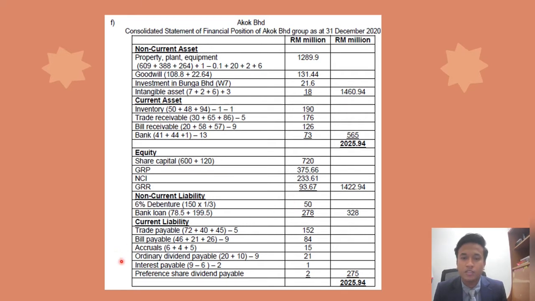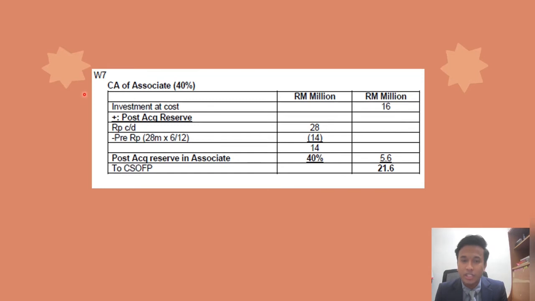And then we plus ordinary dividend payable, interest payable and preferential dividend payable. Working 7 is the calculation of carrying amount of associate. First is the investment at cost 60 million, then we plus the post acquisition reserve of 40 million times 40% interest of associates, and then we will get the amount to be transferred to our consolidated SOFP is 21.6 million.